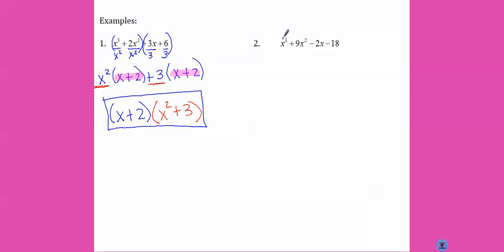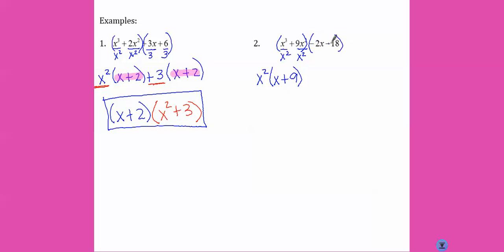So let's try it again. Group the first two, group the second two. 3x cubed plus 9x squared have an x squared in common. Take out x squared, and I'm left with x plus 9.